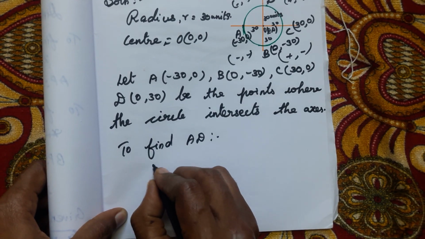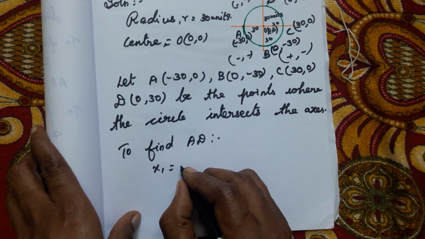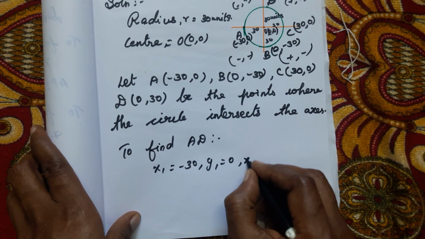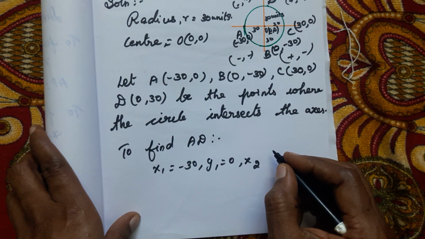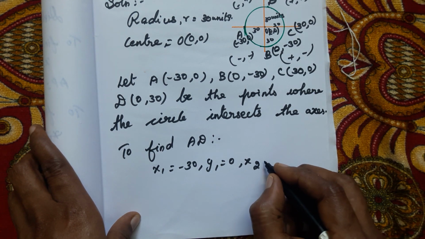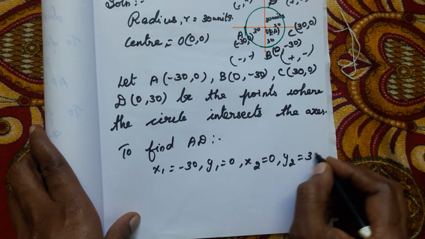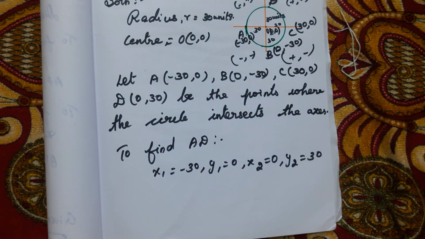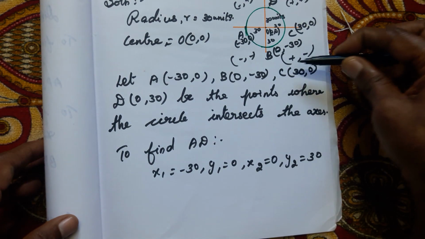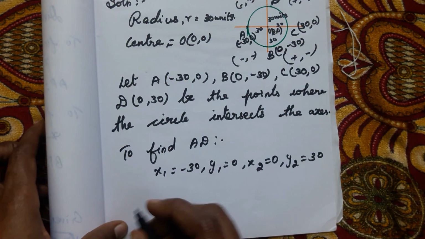x1 is equal to minus 30. Next y1 is equal to 0. Next, AD means x2 is equal to 0, and y2 is equal to 30. Okay. x1 is minus 30, y1 is 0, x2 is 0, y2 is 30.